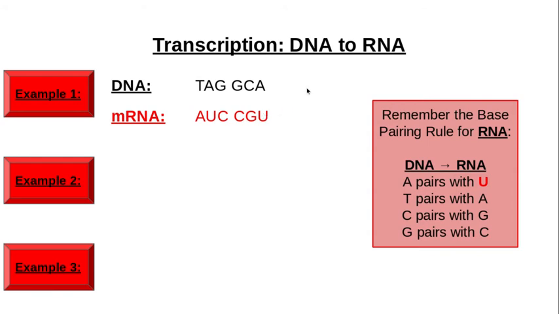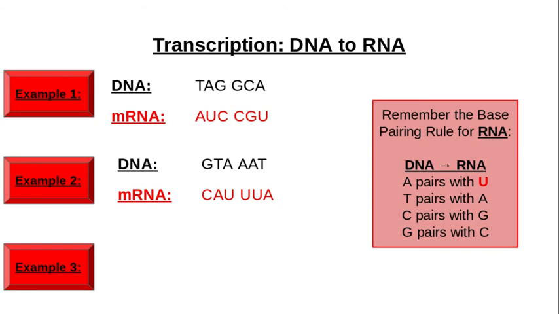Here's another example. We are given the DNA strand GTA AAT. Pause the video and see if you can come up with the mRNA strand. The mRNA strand is CAU UUA. Remember that A pairs with U when we are talking about RNA, but T from DNA still pairs with A.